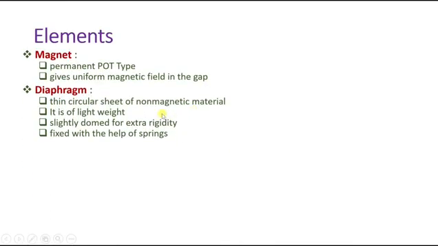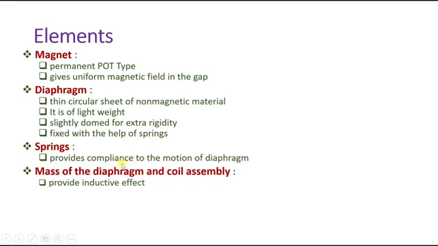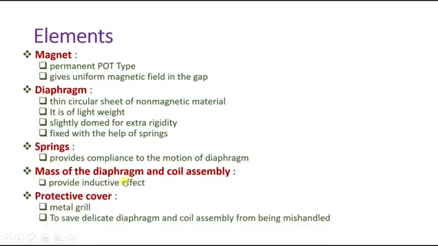We have a diaphragm, which is a circular sheet of non-magnetic material. It is very light in terms of weight. It is attached with a spring, and for a little more rigidity, we connect it with an extra dome. The spring is there to provide compliance motion to the diaphragm. Here the mass of the diaphragm and coil provides an inductive effect, and based on electromagnetic induction it generates EMF.